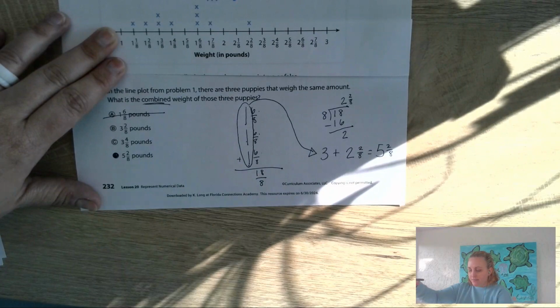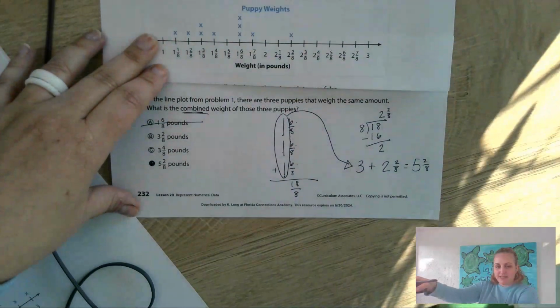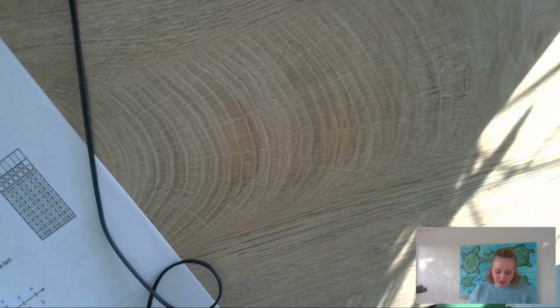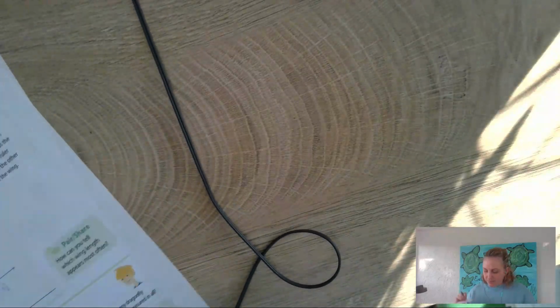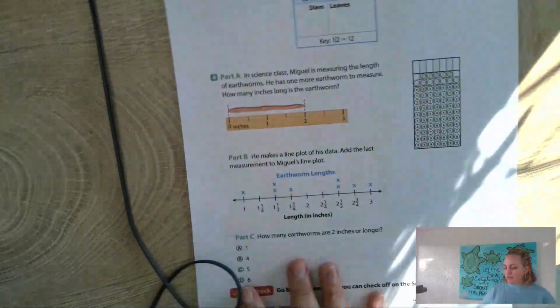All right, I'm going to adjust my camera because the sun is coming in and I want you guys to be able to see. All right, let's look at another question. I'm trying to see here. Here we go. I'm going to look at one more page with a couple more questions, and then you guys are going to practice some on your own.